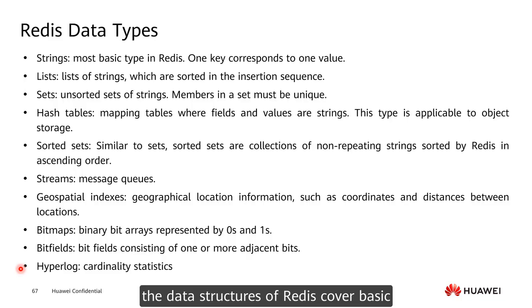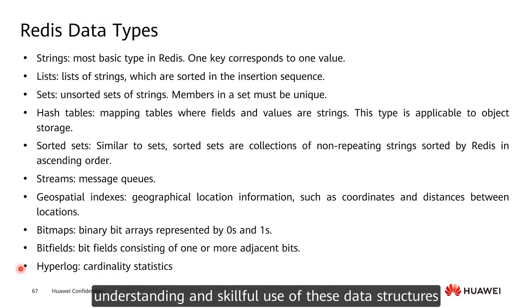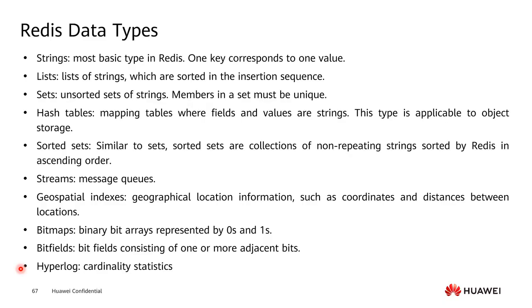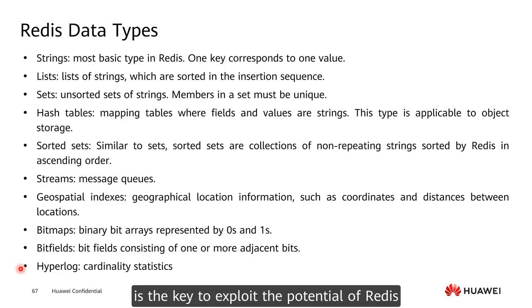The data structures of Redis cover basic key-value pairs to advanced geospatial indexes, each optimized for special scenarios, making Redis a powerful and widely applicable data solution. Understanding and skillfully using these data structures is the key to exploiting the potential of Redis and improving application performance.